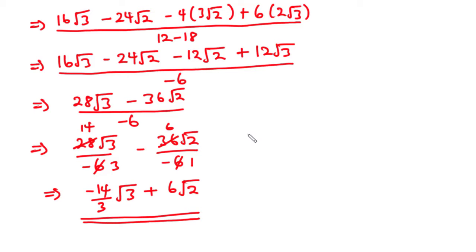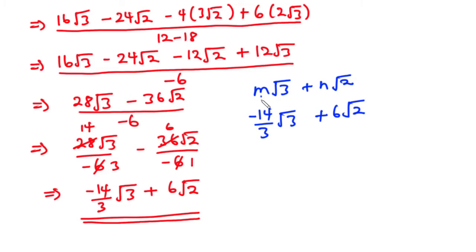Now according to the question, we are asked to leave our expression in the form m root 3 plus n root 2. And then we also have our answer to be negative 14 over 3 root 3 plus 6 root 2. So comparing, you realize that m is equal to negative 14 over 3, and then n is equal to 6. So we have m to be equal to negative 14 over 3, and then n to be equal to 6.